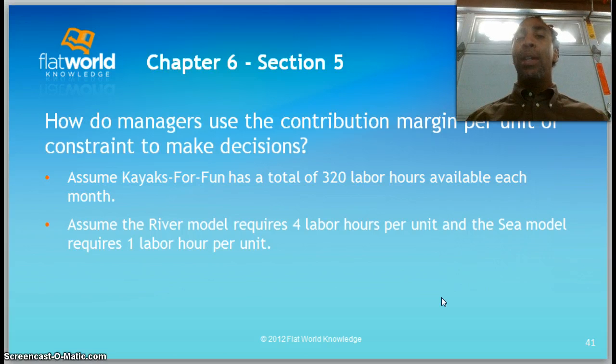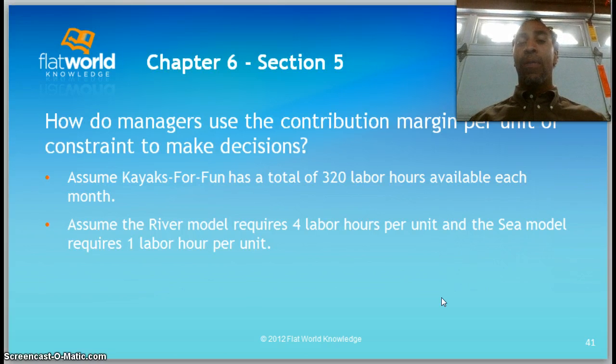Now, your spidey senses should already be tingling when you look at the fact that it takes 4 hours to make the River model, right? So maybe that is why the contribution margin is higher. And the Sea model, it only takes an hour to make. So we can probably allocate more labor hours and produce more Sea models in relation to the River model.